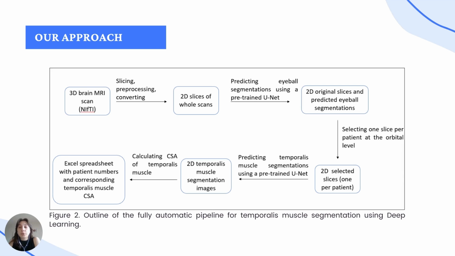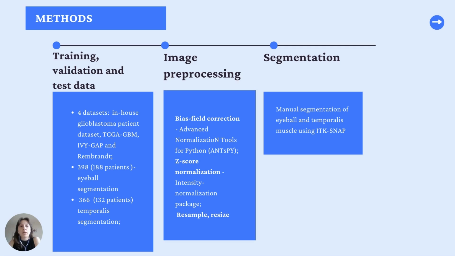We then feed these 2D slices to the second UNET, pre-trained to segment temporalis muscle, and then calculate its cross-sectional area. The output is an Excel spreadsheet with patient numbers and corresponding muscle areas. Now I will briefly go through the methods. For training, validation, and test data, we used 4 datasets, 1 in-house glioblastoma patient dataset, and 3 external publicly available datasets. To train both models, we have used over 300 images, which came from over 100 patients in each.